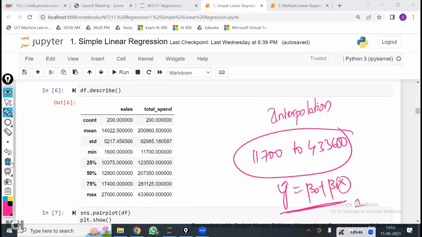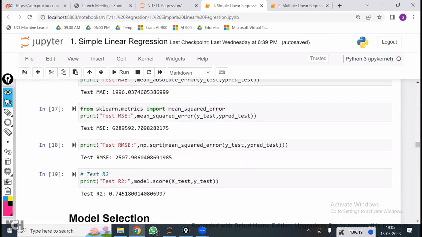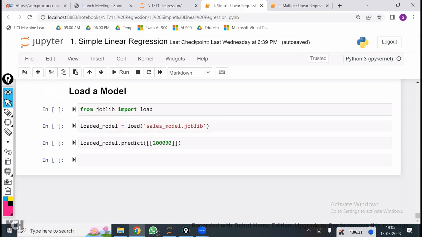That is called a limitation, which is also called a disadvantage of linear regression. Linear regression cannot be fitted for more than this data. That is one of the disadvantages of linear regression. Extrapolation cannot be done with linear regression. If you have to do extrapolation, we have to try with different algorithms. Linear regression is not suited for extrapolation. Is that clear, guys?